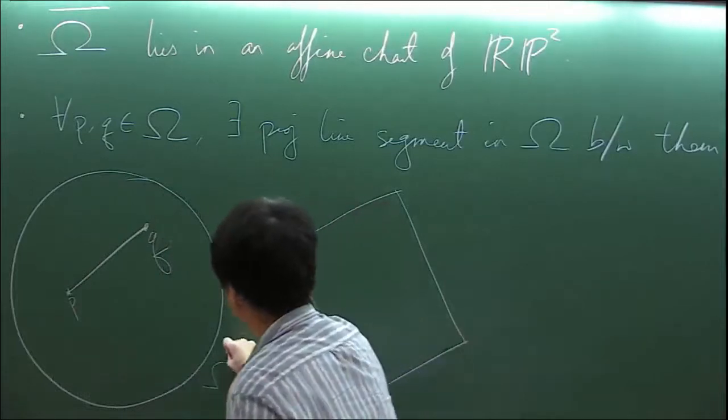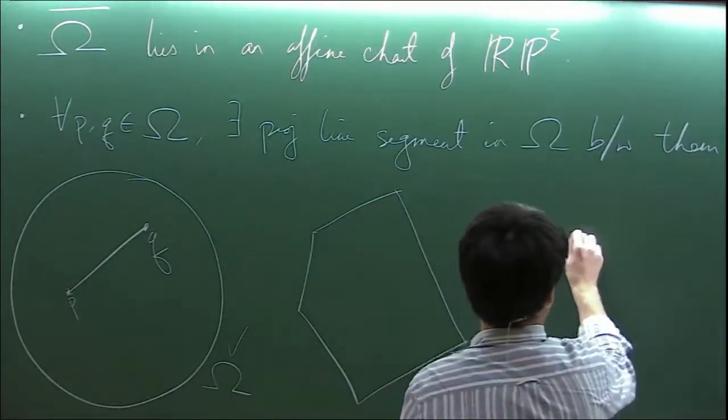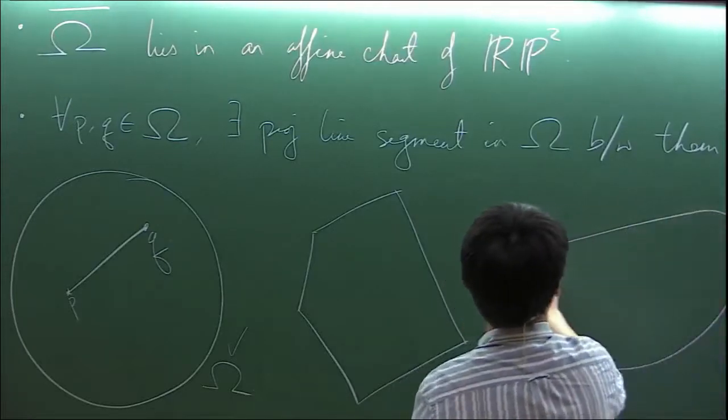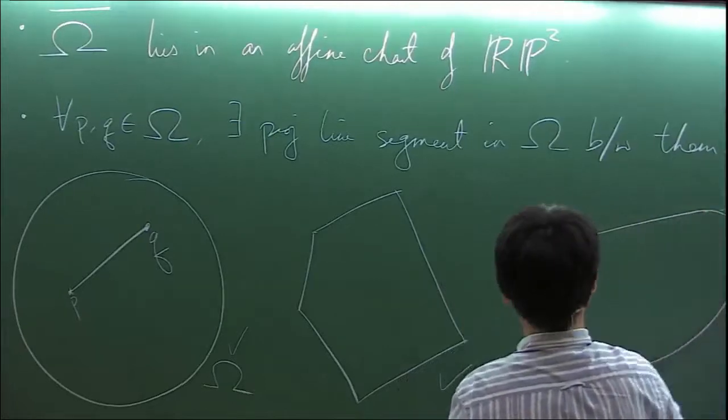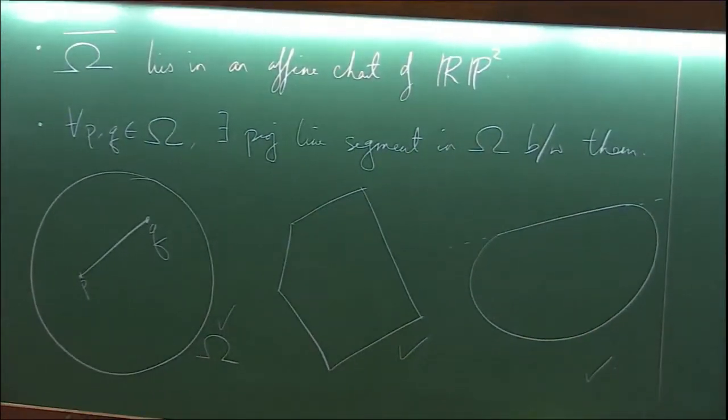Okay, this is another example of a properly convex domain. Or you can have something that has a line segment in the boundary, but it's C1 as well. So this is also okay. So what is not okay? What is not a properly convex domain?